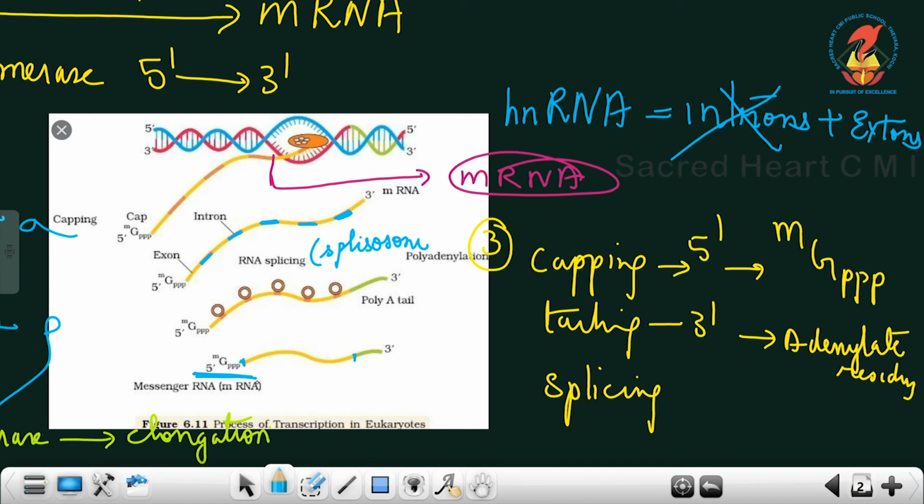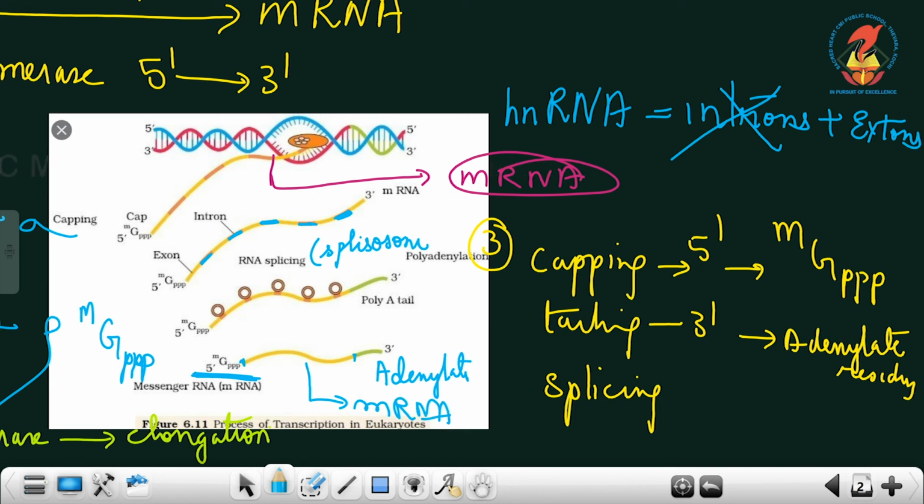Capping is done at the 5' end with methyl guanosine triphosphate, it's easy to remember, and tailing is done at the 3' end with an adenylate residue. Okay, now this is the final mRNA.